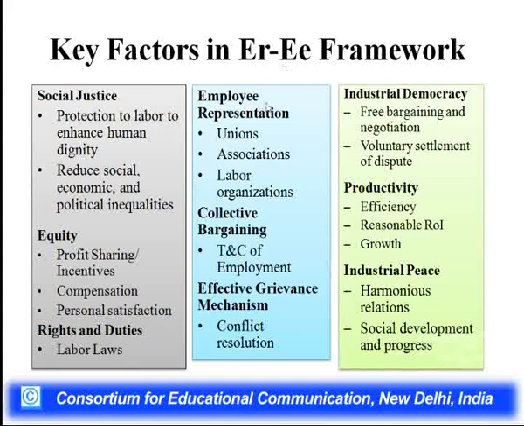As far as the employer level framework is concerned, it again has three different entities. The first is industrial democracy, which is basically free bargaining and negotiation between the employer and employee, and the voluntary settlement of disputes. The second factor is productivity, which talks about efficiency, a reasonable return on investment, and growth. The third key factor in the employer level framework is industrial peace, which refers to harmonious relations and social development and progress.